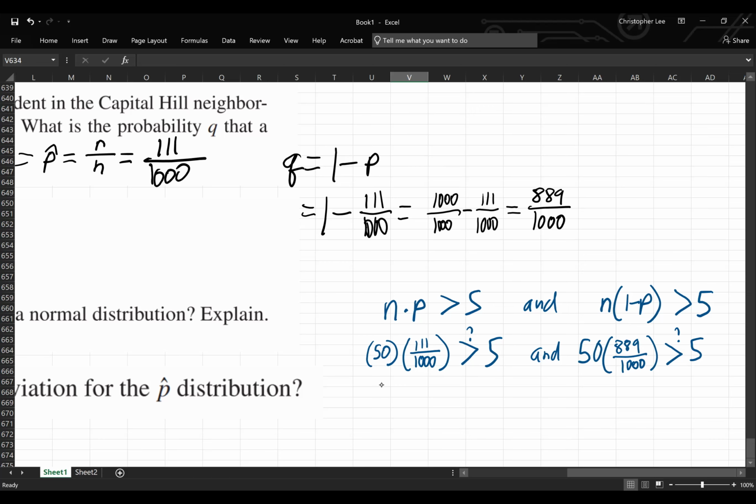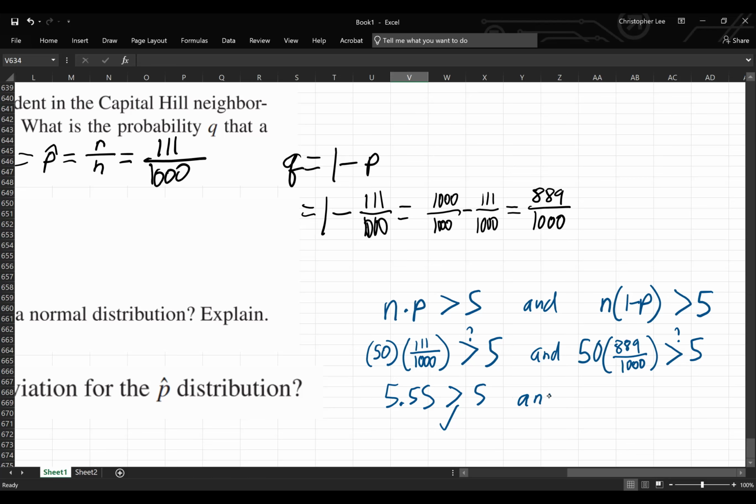All right, I did the first one in my head. This is 5.55, right? Which is greater than 5, so we good. What about the other one? This is 50 times 889 over 1,000. I just did it in my head. I knocked a 0 off of 50 and a 0 off of 100, and then 5 times 111 is 555. Then it's divided by 100, so just move the decimal 2 places. So 5.55. But I can't do that in the next one.